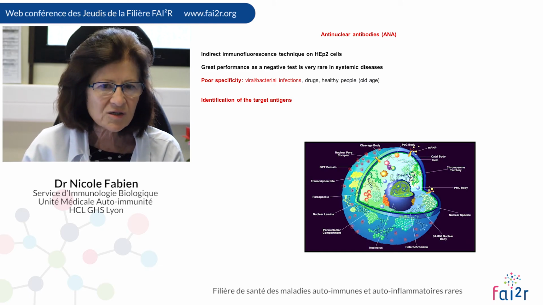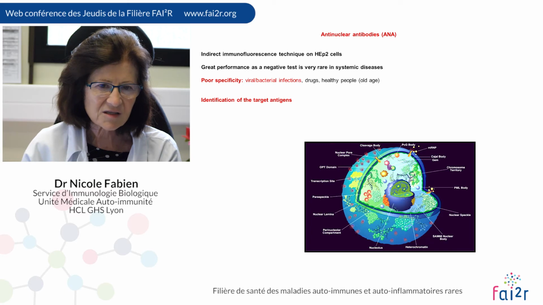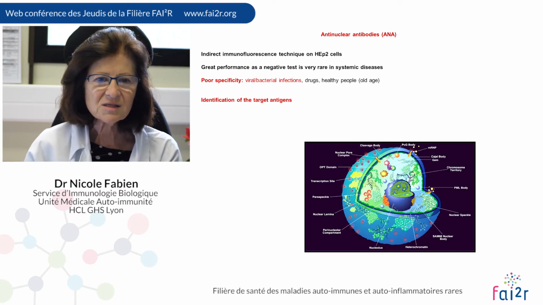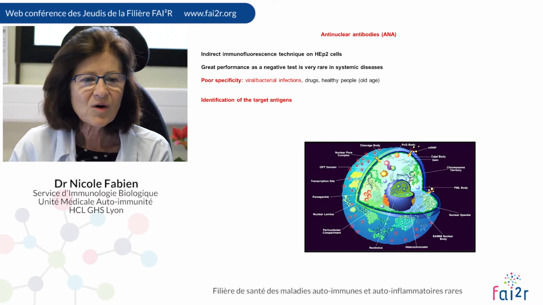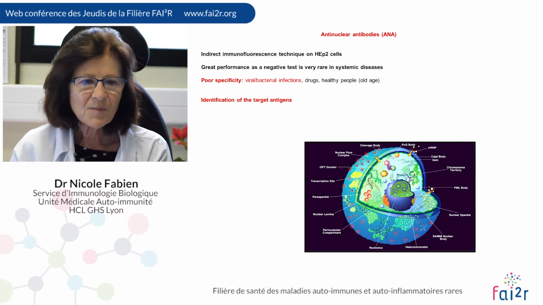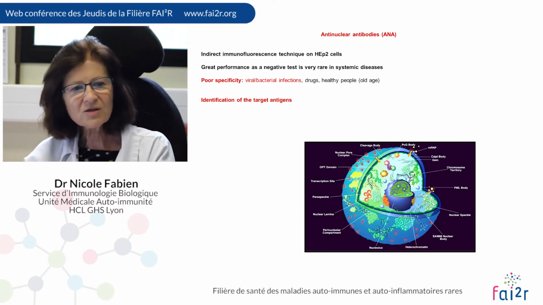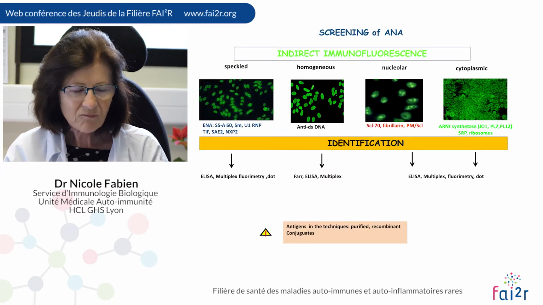This is a really good test because it demonstrates a great performance. A negative test, in fact, is very rare in systemic diseases, especially in systemic lupus. So we see that there is a poor specificity because you've got ANA in some other diseases, like viral or bacterial infections, drugs, and healthy people older than 60 years. But this specificity is better when you identify the target antigens, whatever in the nuclear antigens.